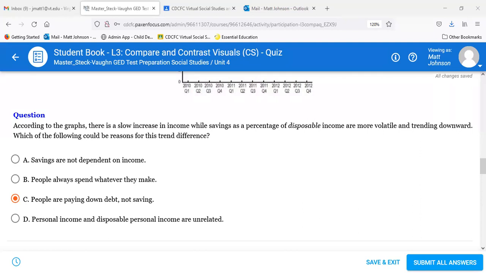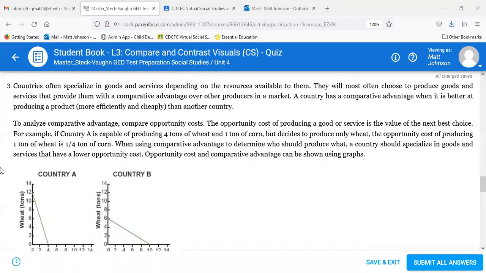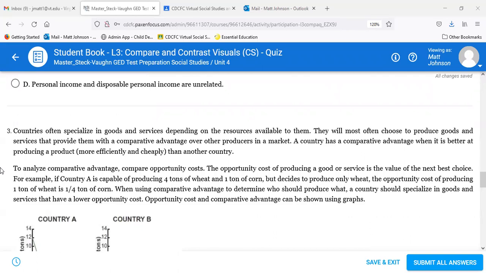All right. So moving along here, two was C. Three got a little bit of reading to do. Grace, would you mind reading our passage for us on number three?